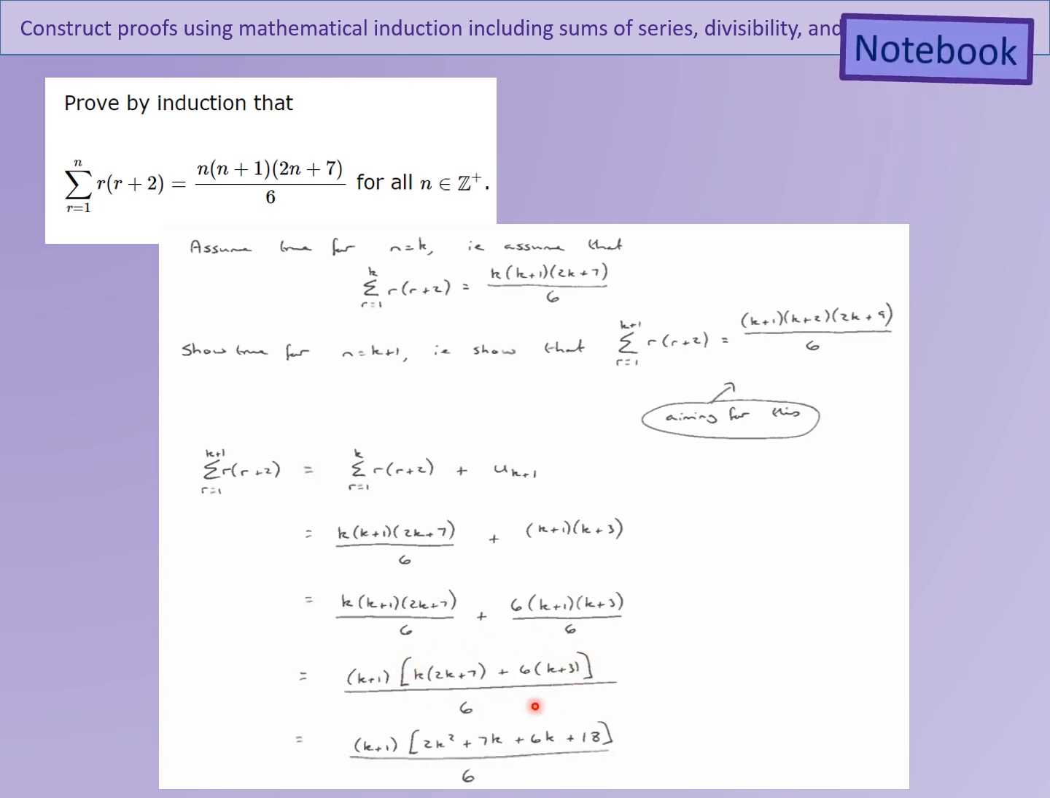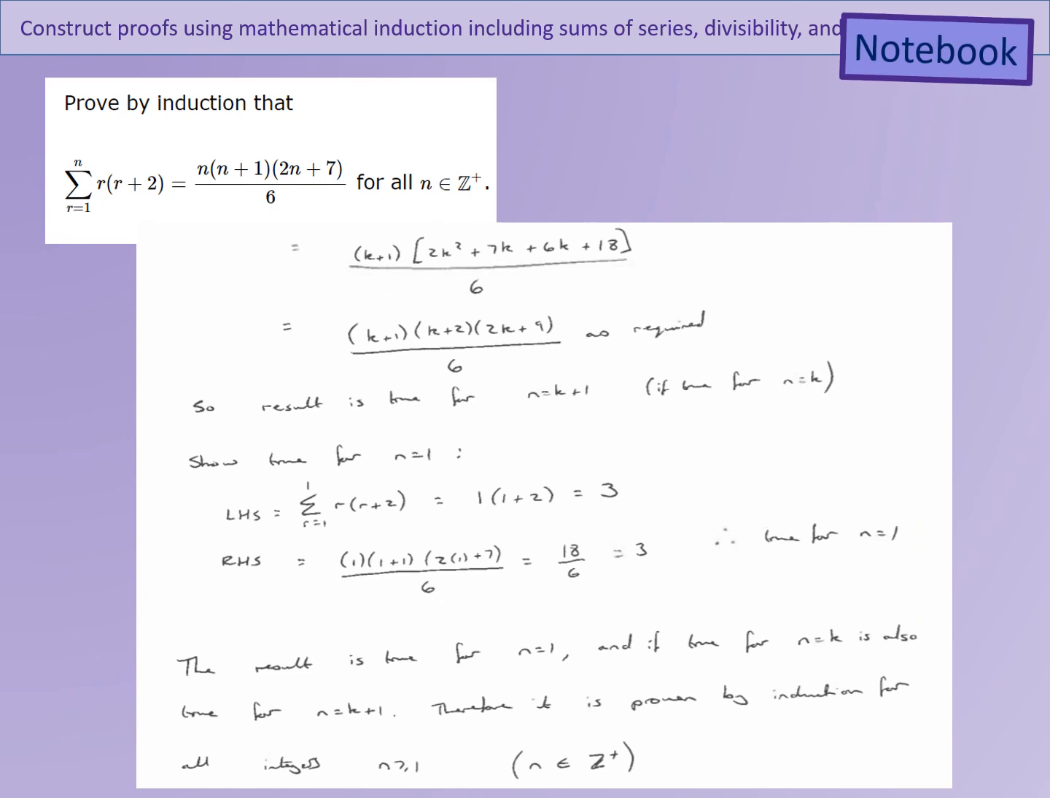This will give us a quadratic. So we end up with k plus 1 and then a quadratic, 2k squared plus 13k plus 18 all over 6. This will now go into two brackets as well. So from the previous line, we can factorise this. This gives us k plus 2, 2k plus 9. If you have a quick look at what we were aiming for, this is exactly what we wanted earlier on. So you can write 'as required' to show that we've arrived at the answer we wanted.